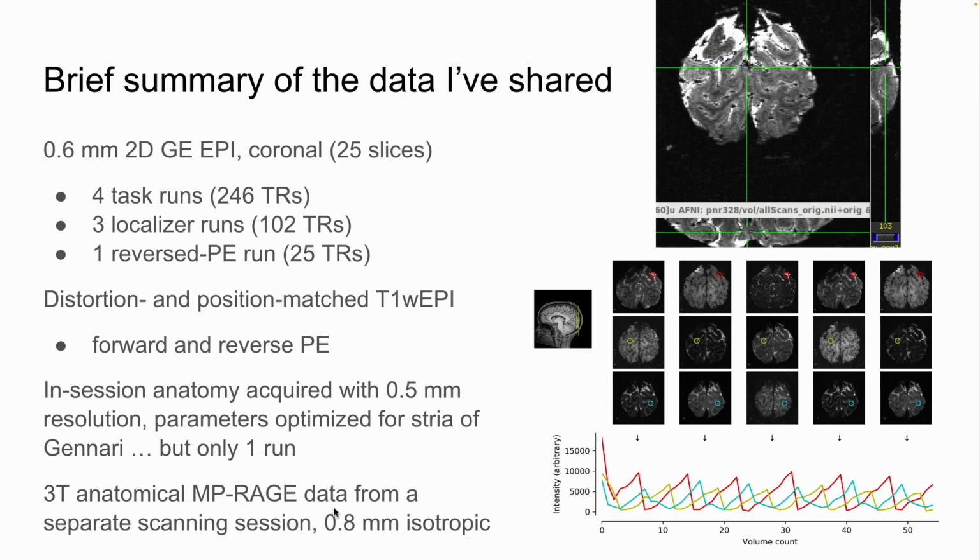So I've got 3 localizer runs. This is a relatively short data set, so it's a little bit amazing that with 0.6 millimeter isotropic resolution and just 3 4-minute scans, we can get pretty decent activation. And then the matching reverse phase encode run in the regular old EPI, and then these distortion and position matched T1 weighted EPIs.